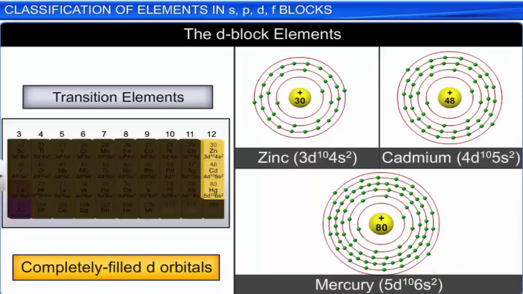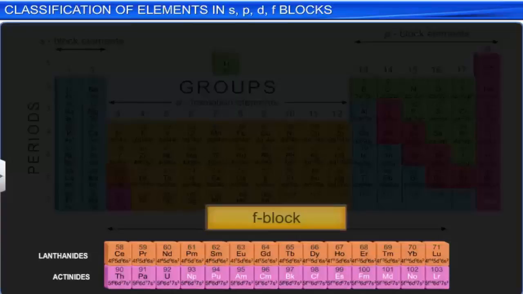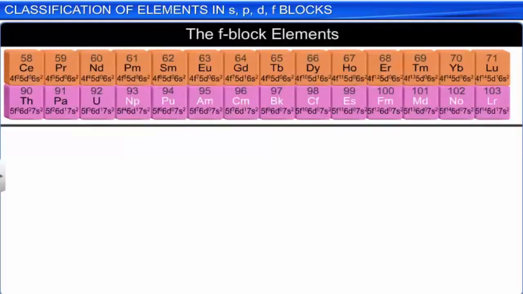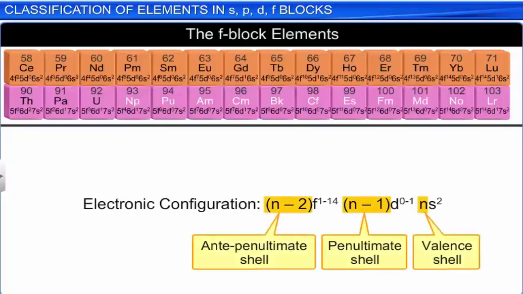At the bottom of the long form of periodic table, there are two rows of elements that belong to the f block. These elements have their last electron entering the f orbitals and exhibit an outer electronic configuration of (n-2)f1 to 14, (n-1)d0 to 1, ns2. Since f orbitals are present in the antepenultimate shell, or the shell inner to the penultimate shell, these elements are also called inner transition elements.